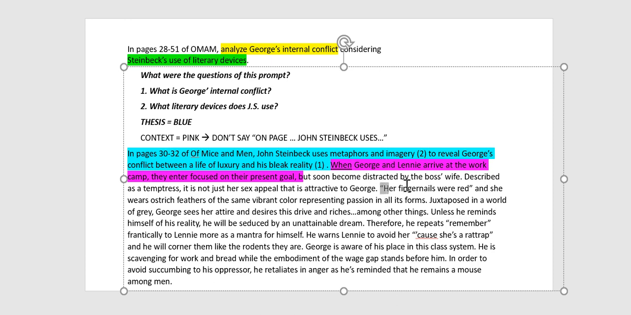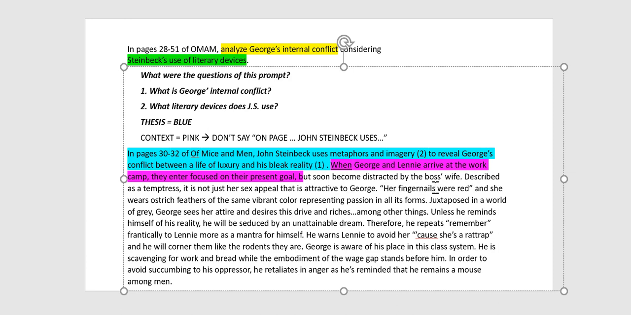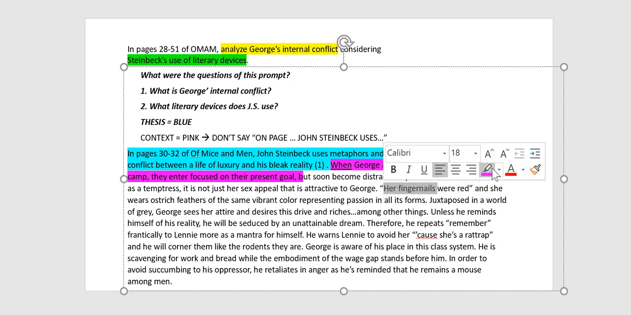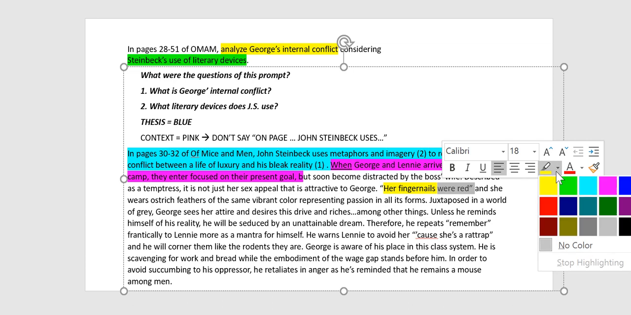Okay, first piece of quoted evidence. Her fingernails were red. I knew somewhere in my thesis, imagery. It seems like I'm going to give some imagery about the way that Curly's wife looks here. But let's highlight this and say that we've got evidence for literary devices, and it's going to be related to conflict. So I'll highlight this half green and half yellow to say I've got evidence for both parts of my question.